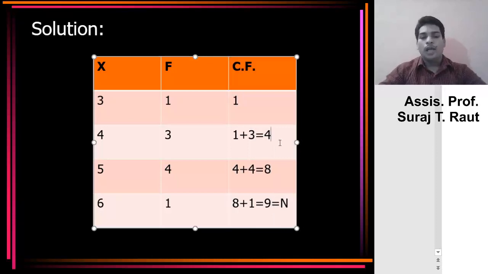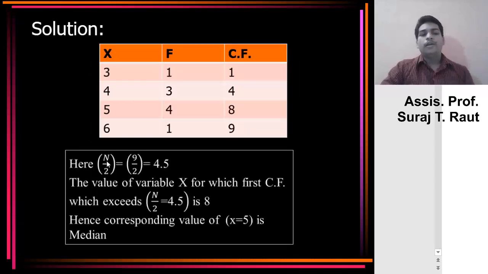Therefore, we have to use rule number 1 or case number 1. What is our case number 1? If n upon 2 is not in the cumulative frequency column, then the first cumulative frequency which exceeds n upon 2, its corresponding value of x is nothing but our median. Here, the first cumulative frequency which exceeds 4.5 is 8, and the corresponding value of x is 5. Therefore, 5 is our median, correct?